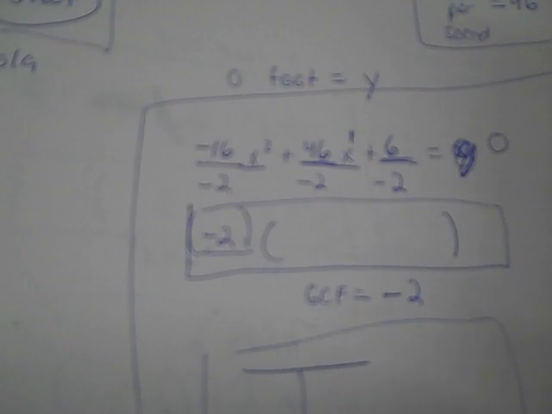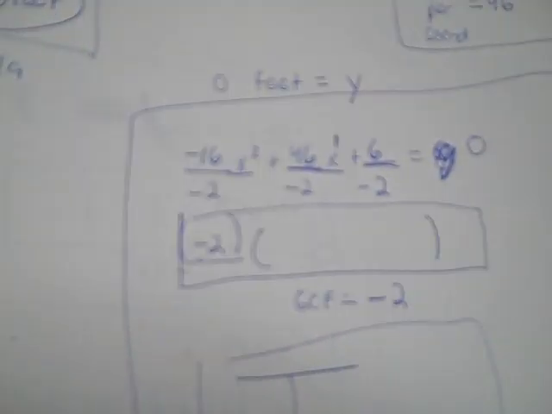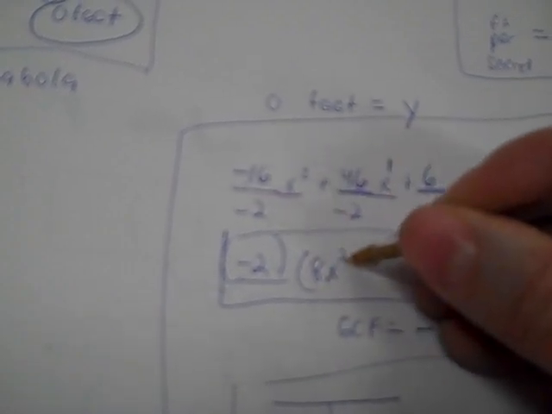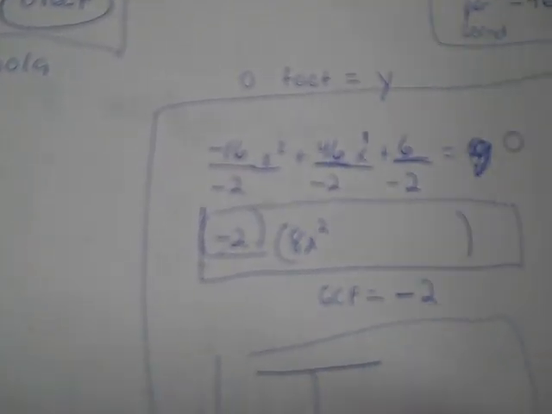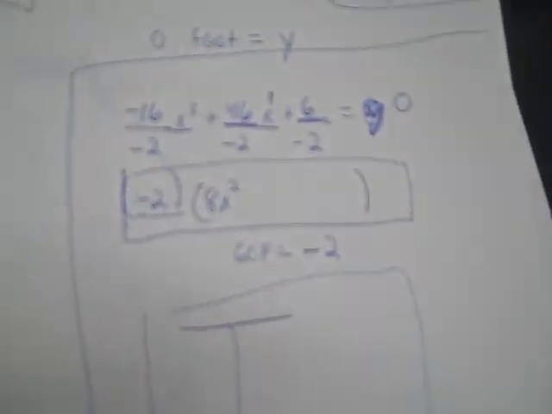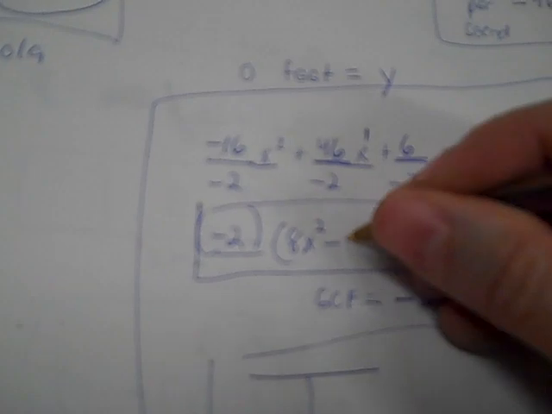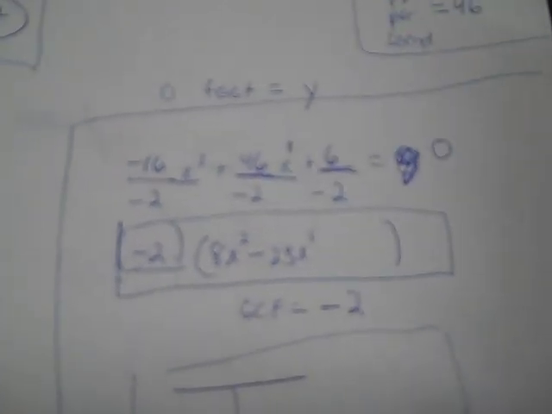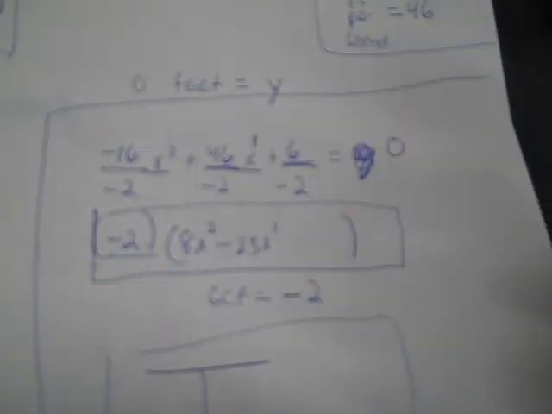Okay, so I divide negative 16 by negative 2, and that's 8. So positive 8, and the x to the second stays. And then I take positive 46 divided by negative 2. I got negative 23, so I put minus 23, x to the first. And then I take positive 6 divided by negative 2, and that's negative 3, so minus 3.